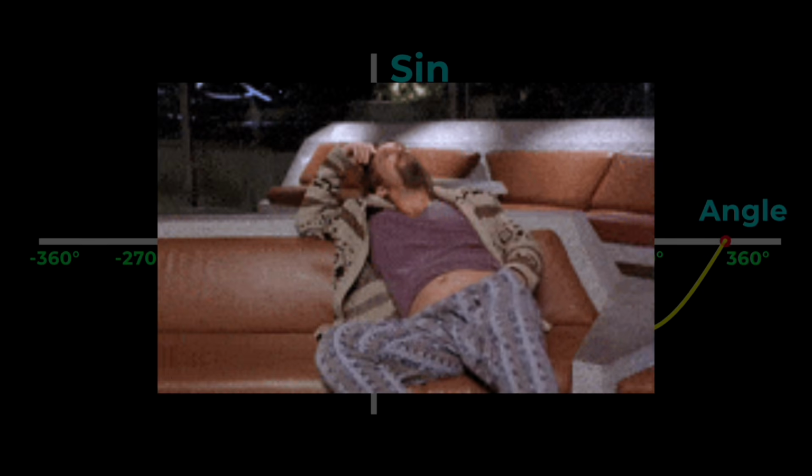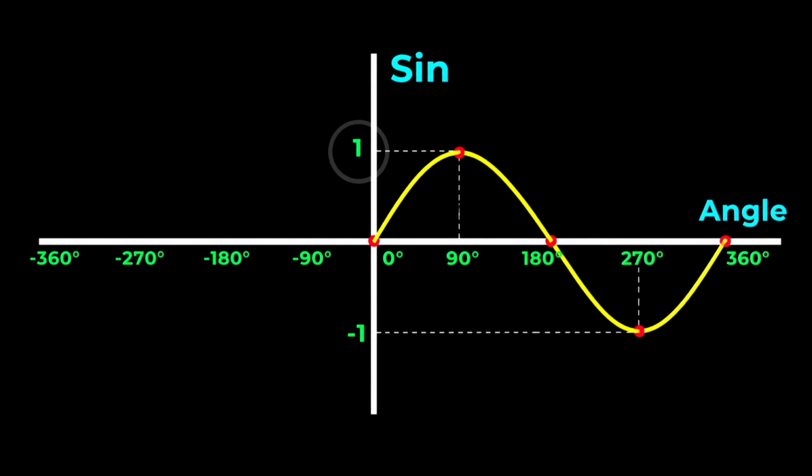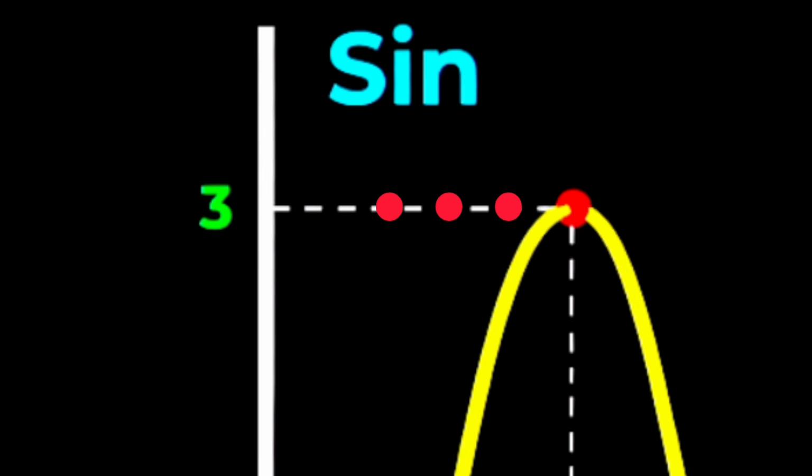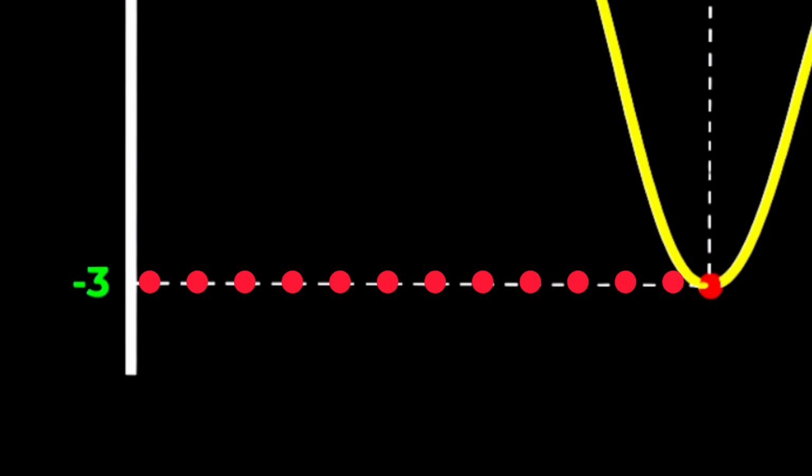Another important idea is amplitude. Imagine the graph of sine normally moves between positive 1 and negative 1. Now multiply sine by 3. The highest point becomes positive 3. The lowest point becomes negative 3.